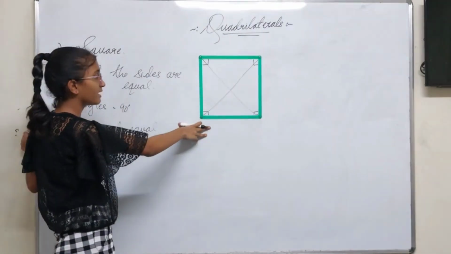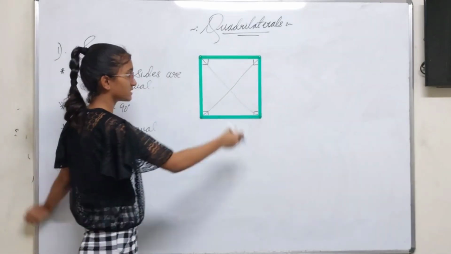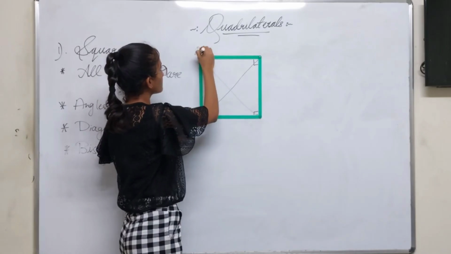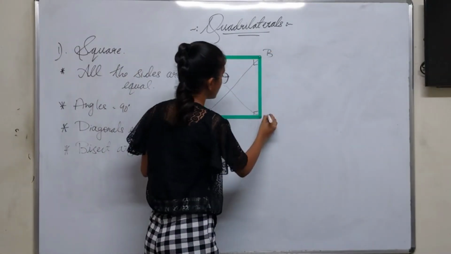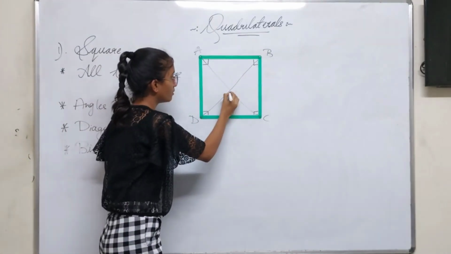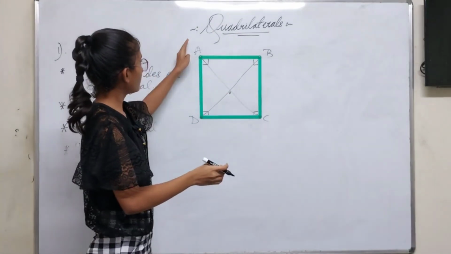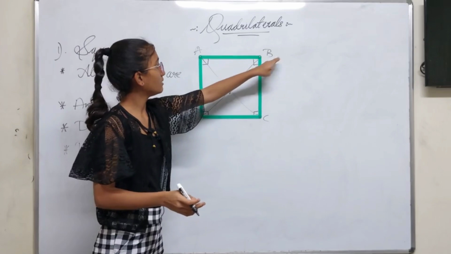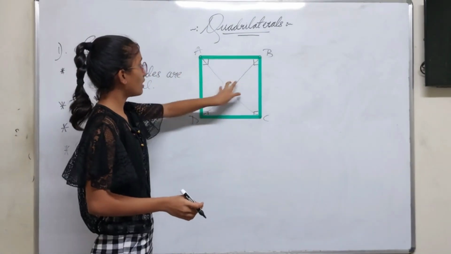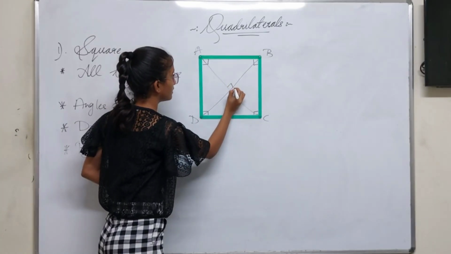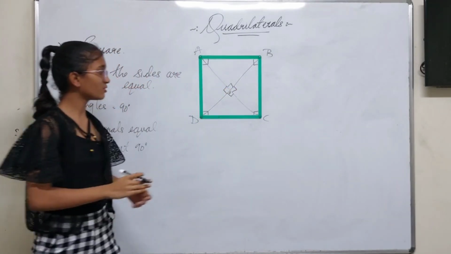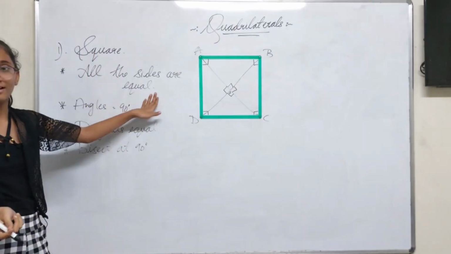So in a square the diagonals will be equal and they will bisect at 90 degrees. Let me name this quadrilateral as A, B, C and D. The intersecting point, let it be O. So here angle AOB, BOC, COD and DOA, all these angles will be equal to 90 degrees in a square. Now let us study about the rectangle.